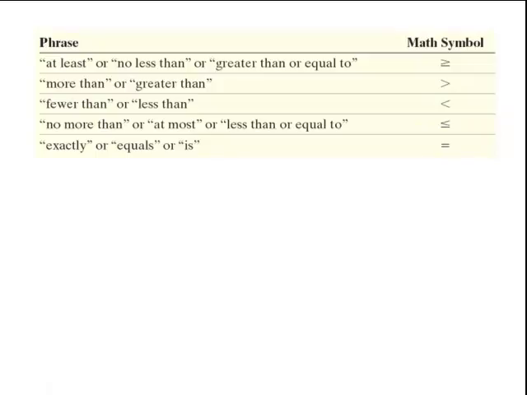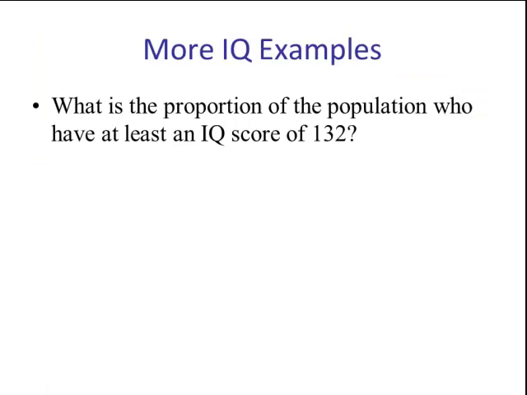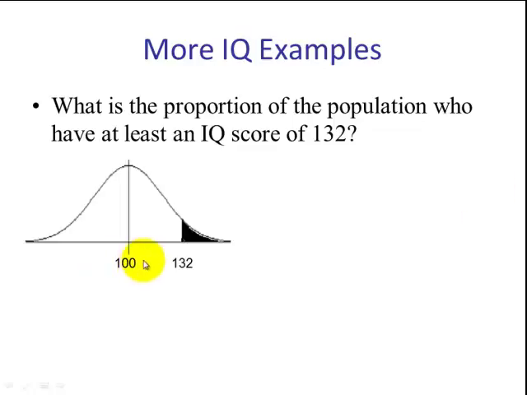Important phrases that we need to remember are at least, which means greater than, and at most, which means less than. Let's try some examples. What is the proportion of the population who have at least an IQ score of 132? First thing that we need to realize is at least means greater than. So we draw our picture. The mean is 100. Here we have our x, 132, and at least means greater than.